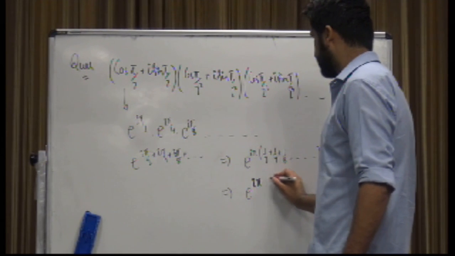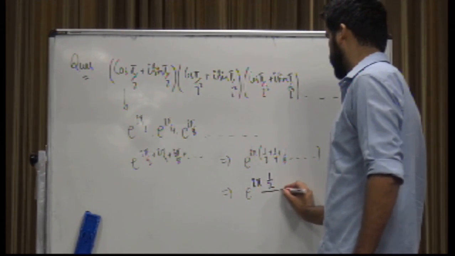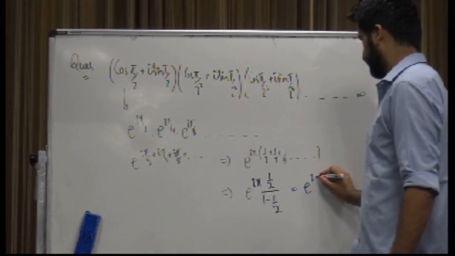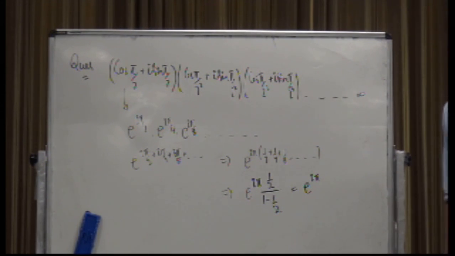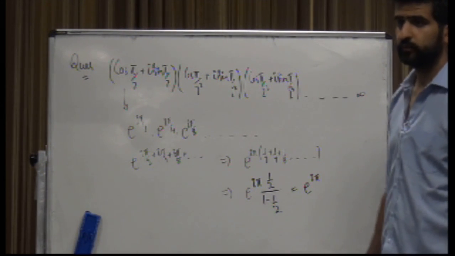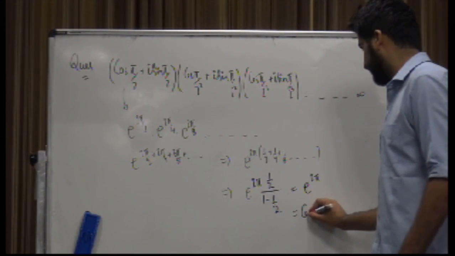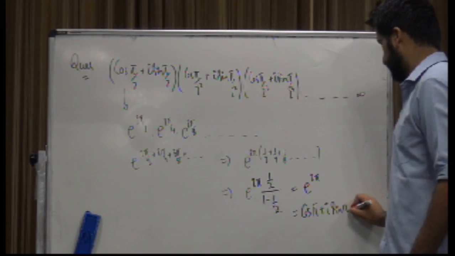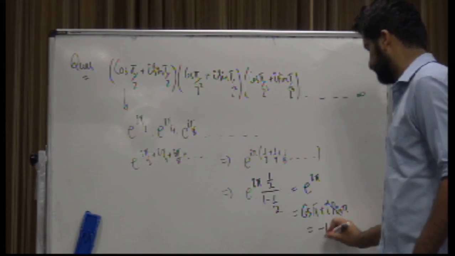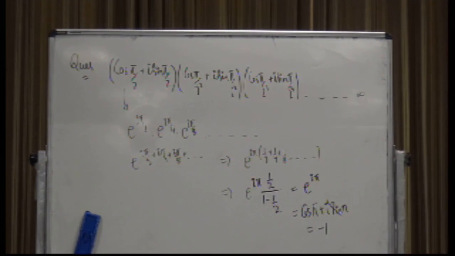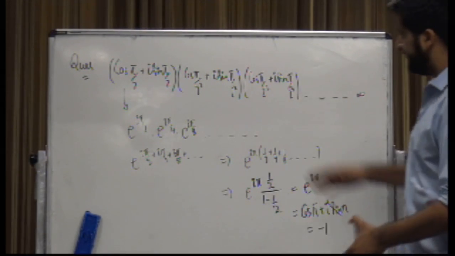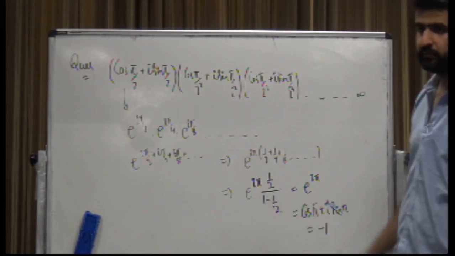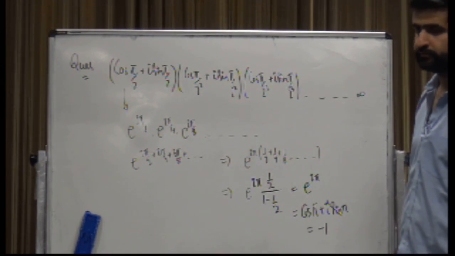a upon 1 minus r. So e to the power iota pi only. So this is half upon half. Okay. So e to the power iota pi can be written as cos pi plus iota sin pi. So this is minus 1 plus 0. So the answer is minus 1. Got this? Any doubt at any step? No? So for this you just need to remember the sum of an infinite GP. Okay.